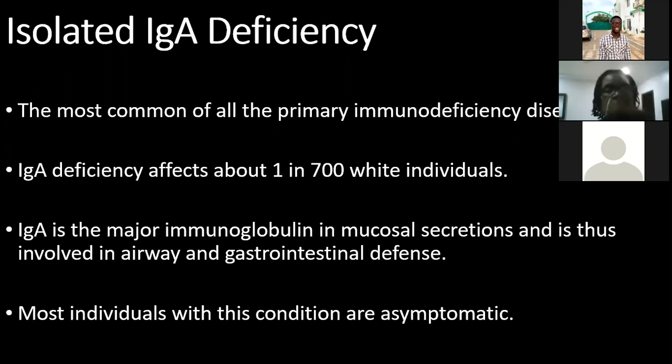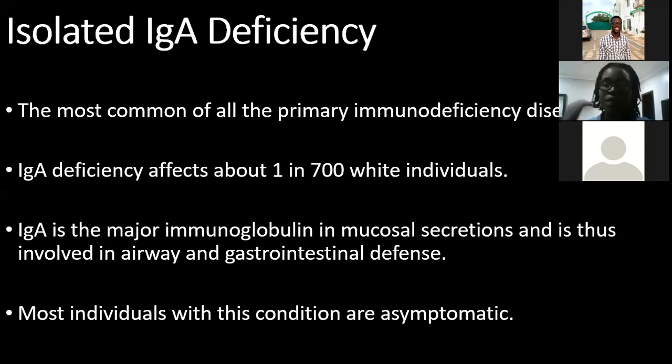Okay, now there's isolated IgA deficiency. This one is very low as well, 1 in 700 individuals. And the problem is that there's a deficiency in IgA. We know that IgA is important for mucosal protection, as we mentioned yesterday. So the mucous membranes, the respiratory system, the gastrointestinal system.